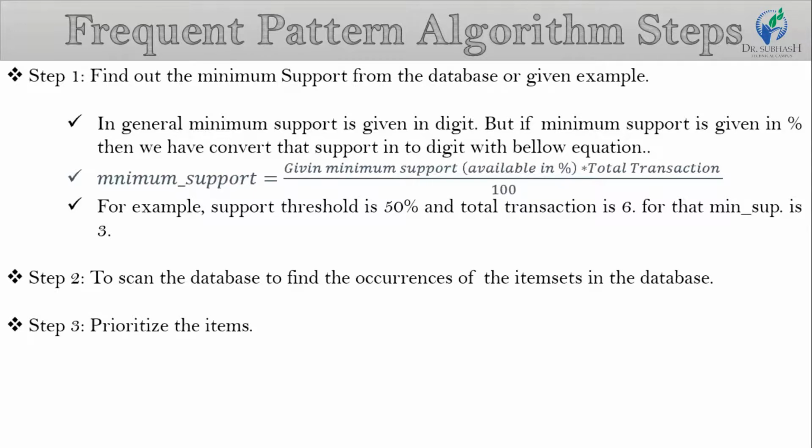Now, next step is to order the items table according to priority. Means we can order items column. All the items are queued according to its priority, which mentioned in the earlier steps. Now, next step is to construct the FP tree. For this, create the root of the tree. The root is represented by null.